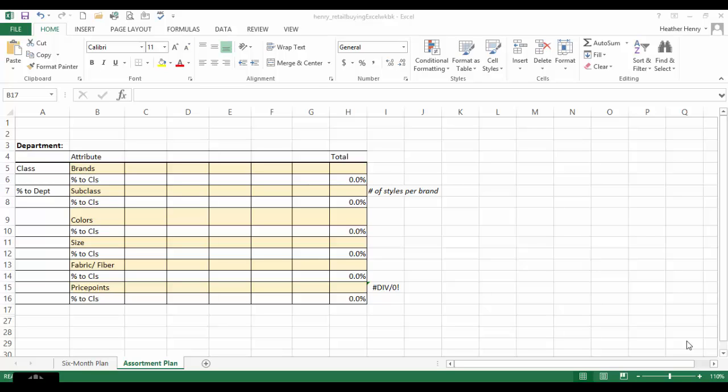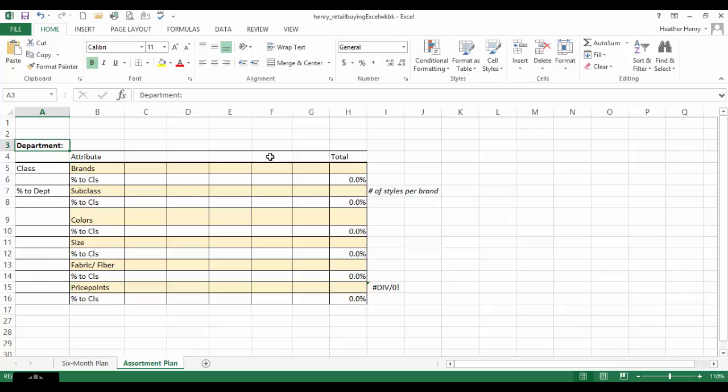For Excel exercise number 7, we will be creating an assortment plan. To create our assortment plan, we need to open up our retail buying Excel workbook, the same workbook that you saved your 6-month plan in. Open up that workbook and be sure to add a new sheet and label that assortment plan.